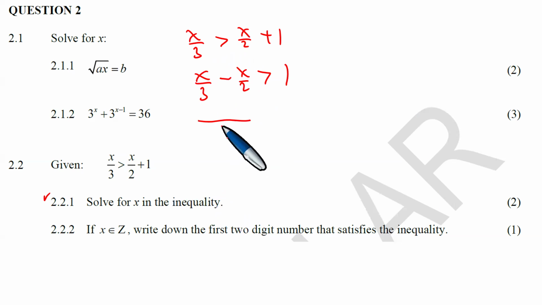Then here we take the LCD of these. 3 times 2, 6. 6 divided by 3. We can cross multiply here. If we cross multiply, it's going to be 2 times x, and 3 times minus x is minus 3x. Then 3 times 2 is 6, bigger than 1. Now here we have 2x minus 3x. What's the answer? 2x minus 3x is minus x, out of 6, is bigger than 1.